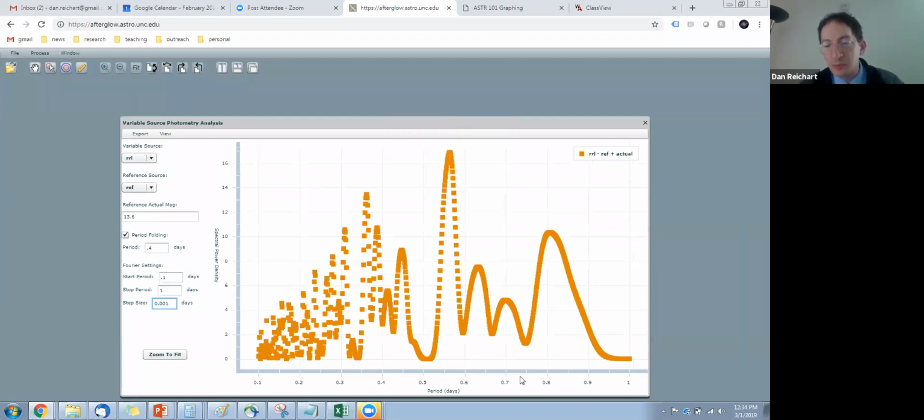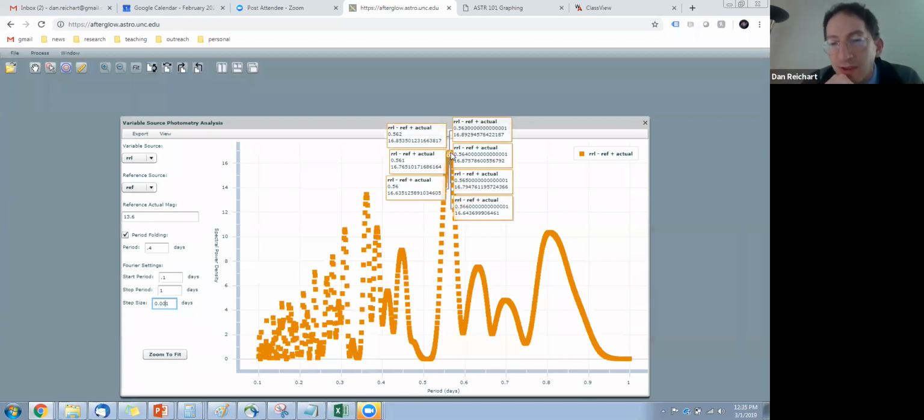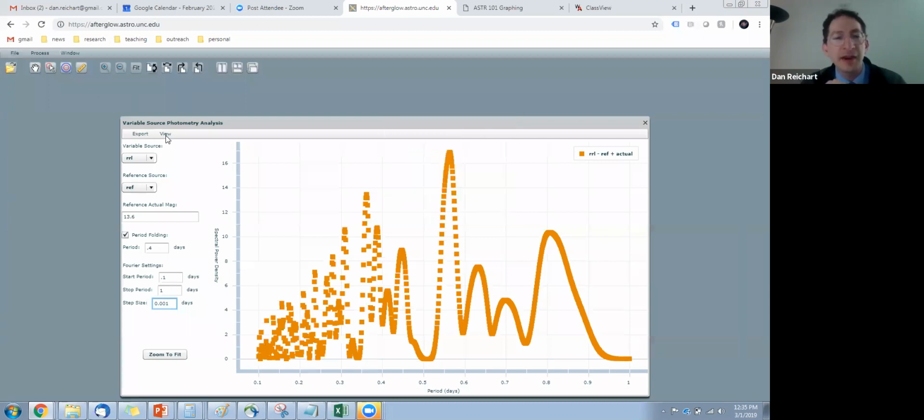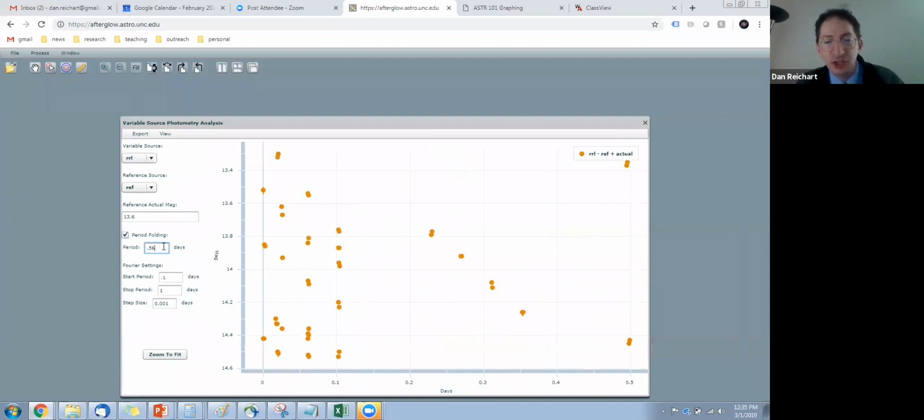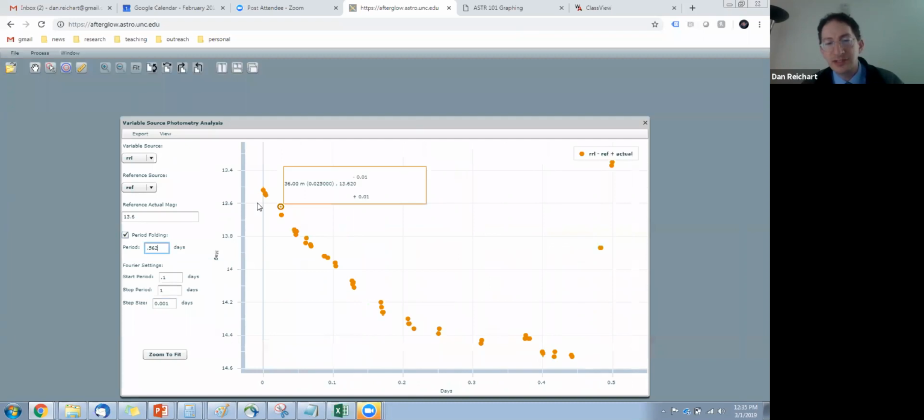We have different possible periods here, and this is how likely things landed up. It's actually not a Fourier transform. Fourier transforms require evenly spaced data. This is not evenly spaced, so we use something called Lomb-Scargle, which is the same concept. But anyway, you go up here and looking at the numbers, it says 0.562, 0.563. So you want to guess somewhere around there. Go back into light curve mode. We're still in period folding, so 0.562. There we go. Nice and neat.